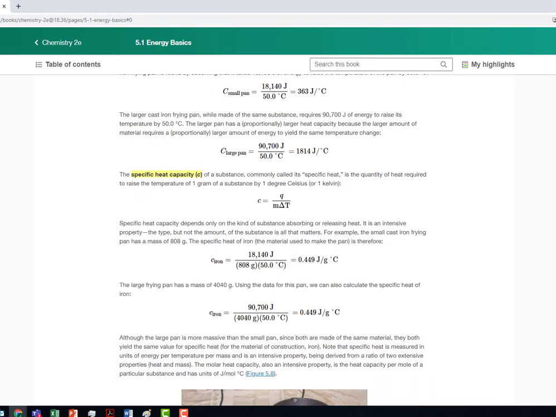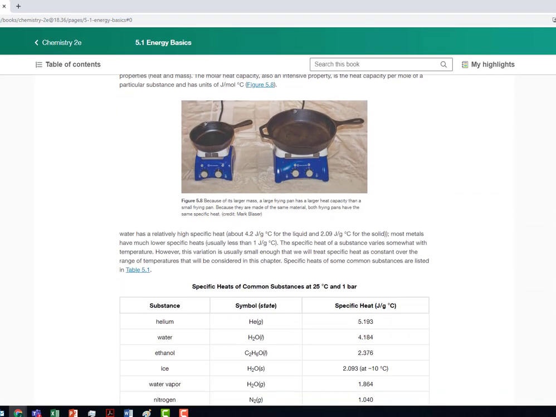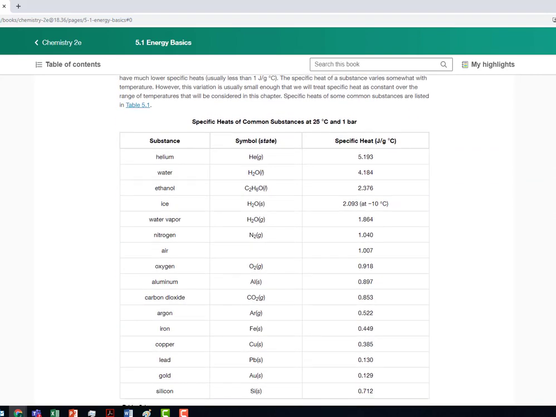We could do the same thing with the larger frying pan and notice that they are the same number. Okay, so again, specific heat or specific heat capacity is a property of a substance. And so anything that is that substance will have the same specific heat. And we have a table here showing that.